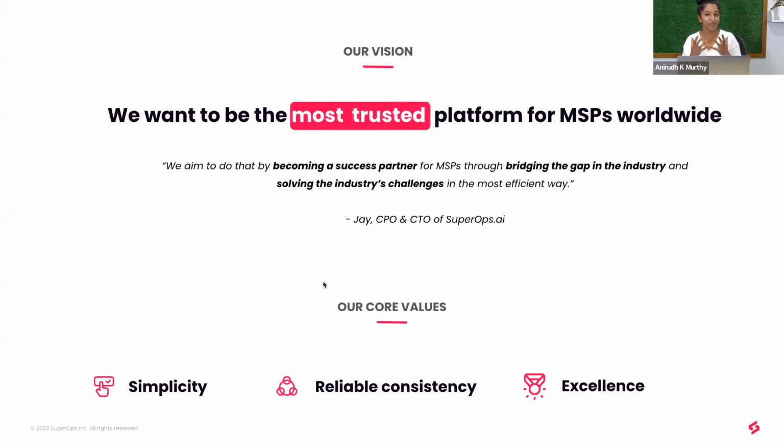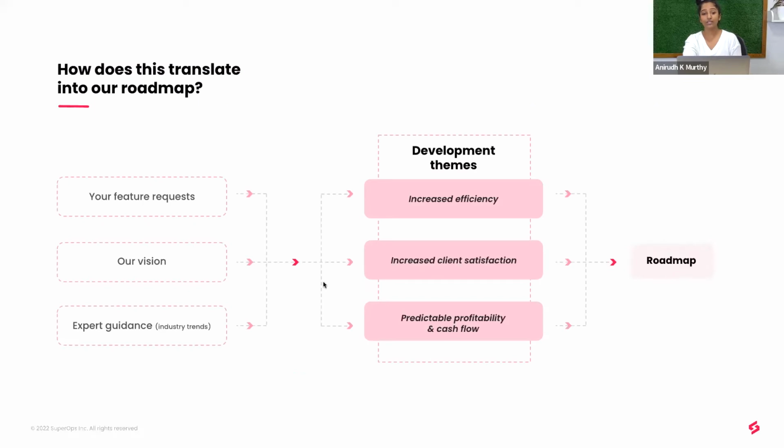So I'm very passionate about our core values and vision, as you can clearly see, but that's who we are. It's not just me. Every single person at SuperOps carries these values and this vision inside them, and it translates in everything that they do. Now, this vision and values, how does it really translate to the product, right?